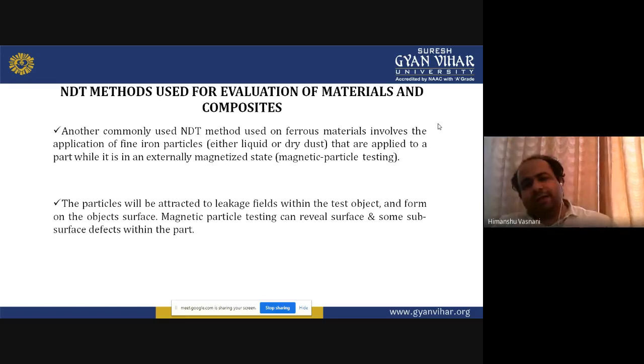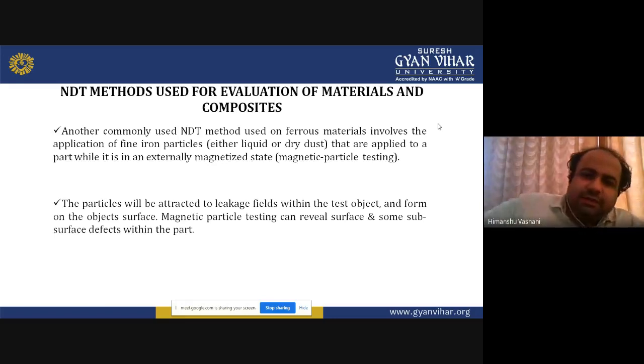Then you can also go with magnetic particle testing. As the name says, something is getting magnetized. Another common example of an NDT method is used on ferrous metals. It involves the application of fine iron particles, either liquid or dry dust, applied to a part while it is in a magnetized state, maybe with the help of a magnetic particle tester, that I told you earlier also. Then the particles will be attracted to a leak field within the test object and form on the subject surface.